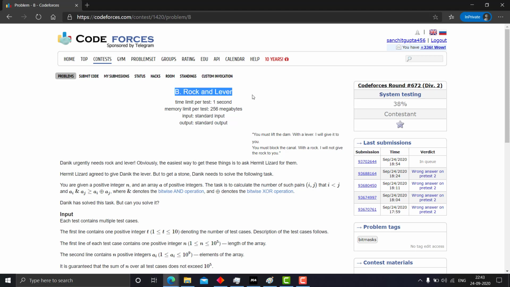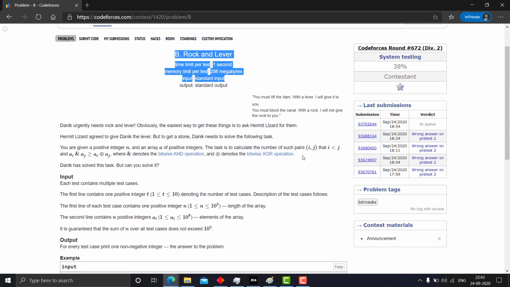This is the tutorial of problem B, Rock and Lever, Codeforces Round 622 Division 2. This was a pretty easy and straightforward question.